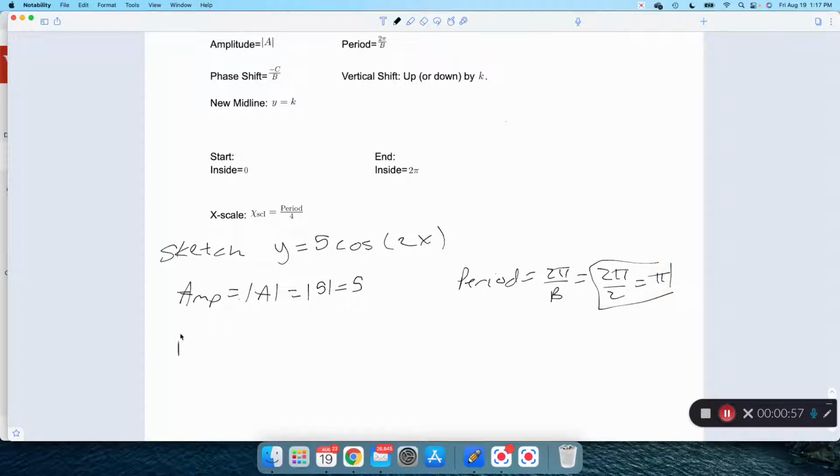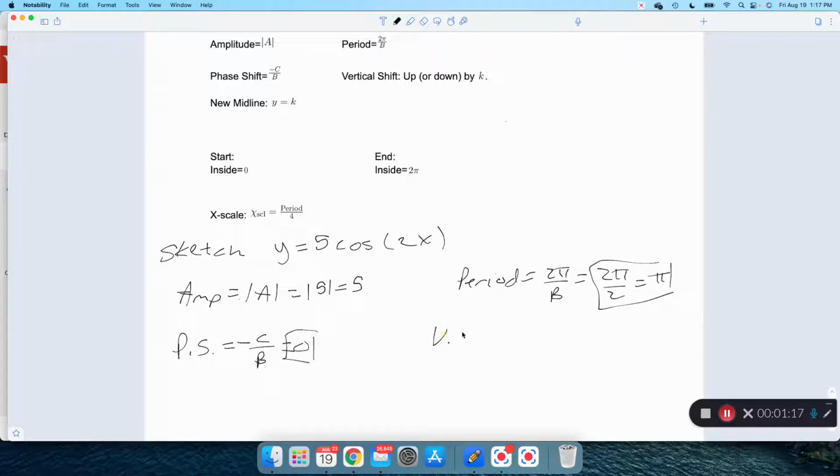Our phase shift, I'm just going to abbreviate that PS, is always negative C over B. C is 0. There's no plus 2 inside. There's no plus something or minus something. So C is 0. 0 divided by anything is 0.